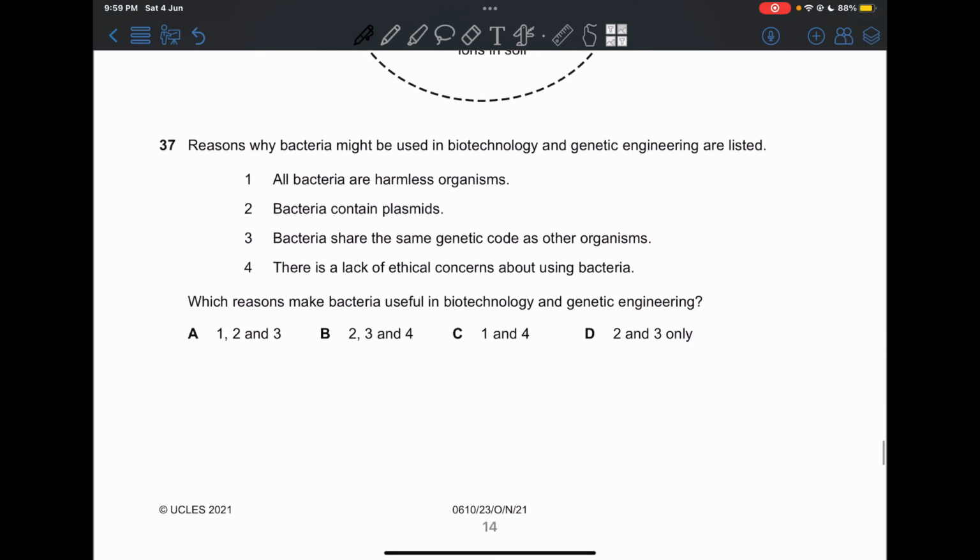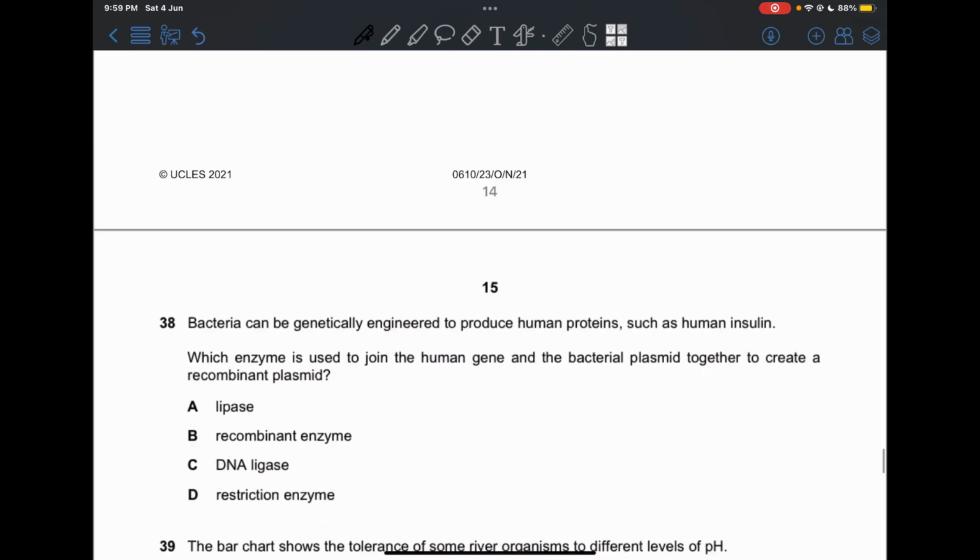Now 37, reasons why bacteria might be used in biotechnology and genetic engineering are listed. Which reasons make bacteria useful in biotechnology and genetic engineering? Now, all bacteria are harmless. Now, this is not really a main reason. Bacteria contain plasmids. Now, this is a reason because it's used in genetic engineering. Now, bacteria share the same genetic code as other organisms. This is also a reason. There is a lack of ethical concerns about using bacteria. Now, this is also correct. So we're going to be choosing B, 2, 3, and 4.